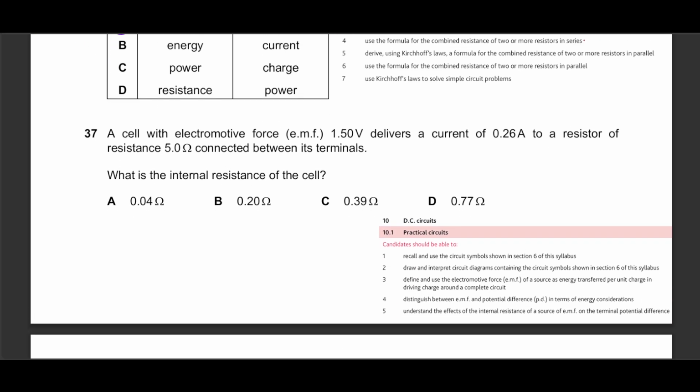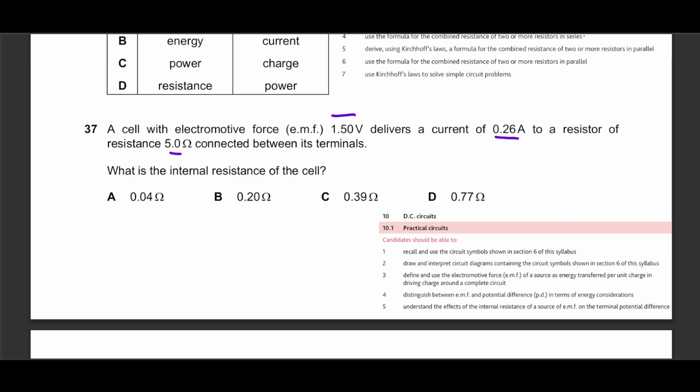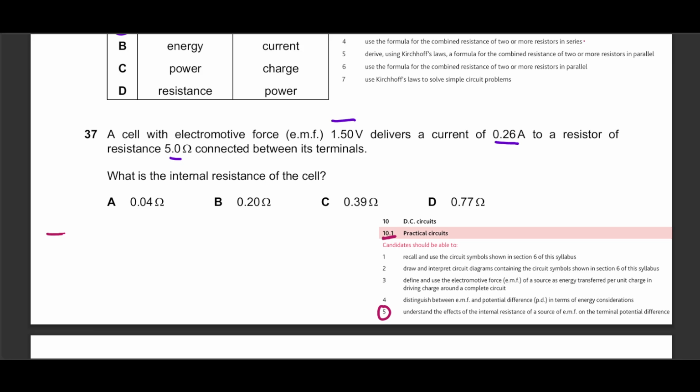Question number 37, a cell with an electromotive force of 1.5, a current of 0.26, resistance of 5 ohms. What is the internal resistance? So you will find this in point number 5, 10.1 in your syllabus. But what is it trying to say? It says that there is a battery of 1.5 volts EMF, there is an internal resistance, and there is an external resistance of 5 ohms. There is a current in the battery of 0.26 amperes. How much resistance is the internal resistance, small r, going to consume? Or what is the value of the internal resistance?